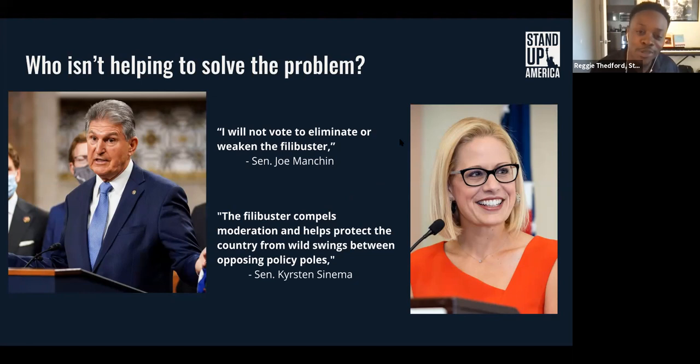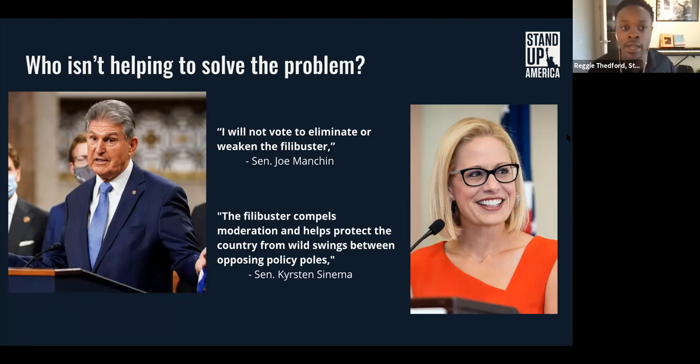And then Senator Kyrsten Sinema: "The filibuster compels moderation and helps protect the country from wild swings between opposing policy poles." Interesting quote there. Now, I do want to point out, although Manchin has mainly been outspoken against filibuster reform, he has made some private statements to suggest otherwise. He has mentioned that the threshold for the filibuster is 60 votes. However, he has said he could see it being lowered from 60 to 55.